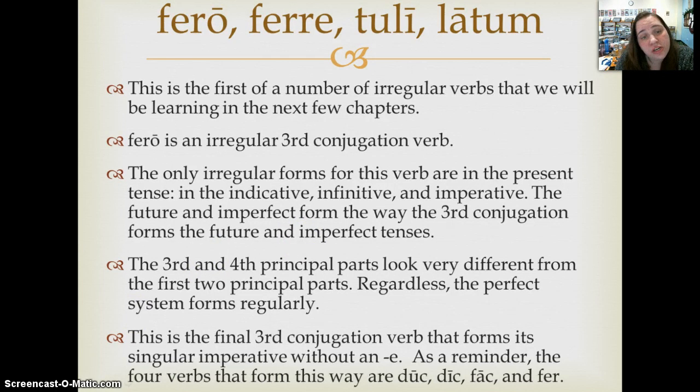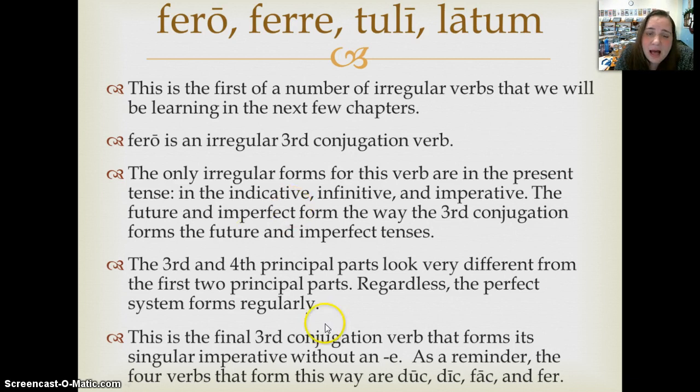So the first thing you should know about fero is that it is an irregular third conjugation verb. Important to remember that it's third conjugation for when you are trying to conjugate the tenses and voices that are not irregular. So they're going to follow the regular third conjugation rules. The only irregular forms for this verb are in the present tense, okay? The present indicative, the present infinitive, and the present imperative. The future and the imperfect form the way regular third conjugation futures and imperfects form.